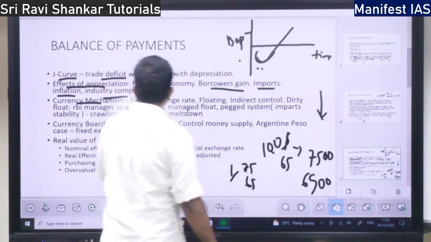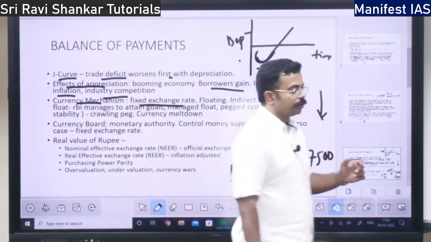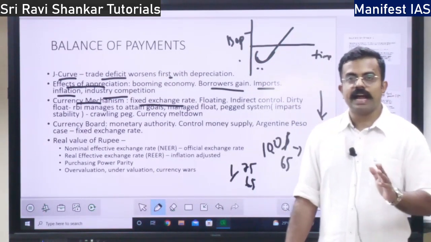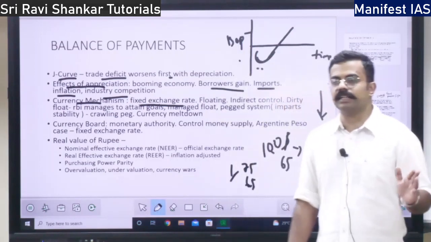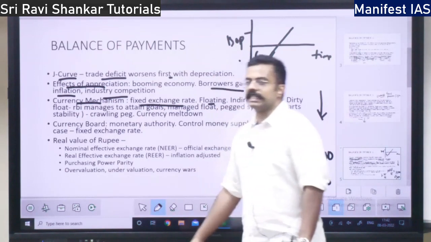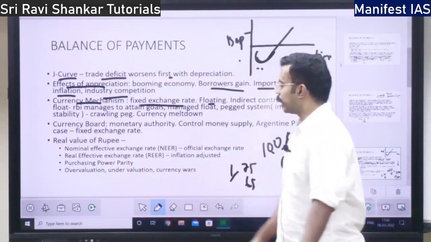Then currency mechanisms. What are the mechanisms? First, as I told you, there is the fixed exchange rate. The government or RBI is going to fix the exchange rate, and thereafter it won't be changed. That is the fixed exchange rate mechanism. Then you have the floating exchange rate, which changes with market forces.